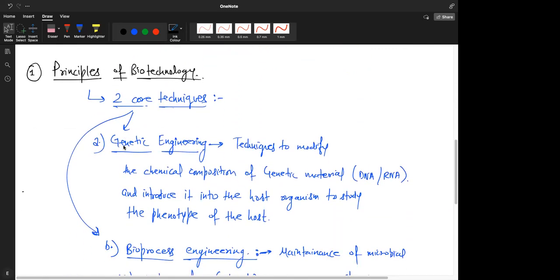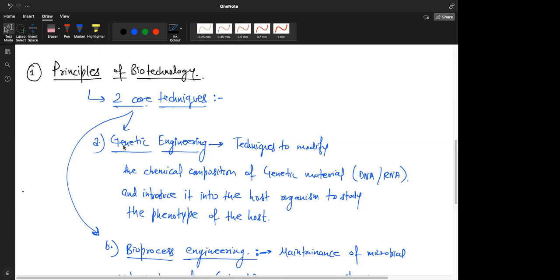Then we learned about the principles of biotechnology. There are two core techniques, that is genetic engineering and bioprocess engineering. Genetic engineering is techniques to modify the chemical composition of genetic material, like gene synthesis. Basically anything to do with modifying genetic material such as DNA and RNA, and introducing it into other organisms to study the phenotype. So genetic engineering is experimenting with genes and observing what characteristics they provide.